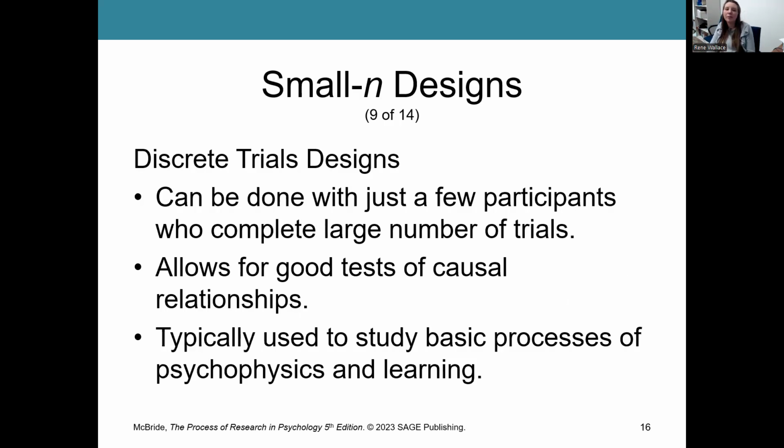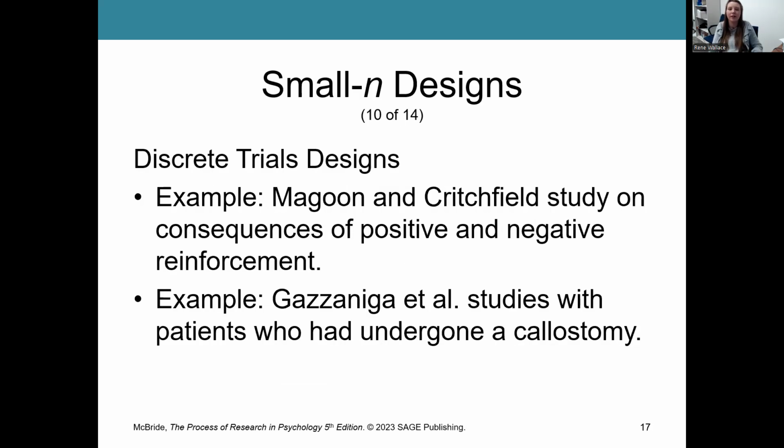You can do it with a few participants. It allows for a good test of causal relationships. And it's usually just for basic processes, psychophysics, learning, like the first example: memorize this list of words, how many can you tell me? Rote memorization is a pretty easy thing to look at that way. Here are some examples in your textbooks if you want to take a look at those discrete trial design examples.